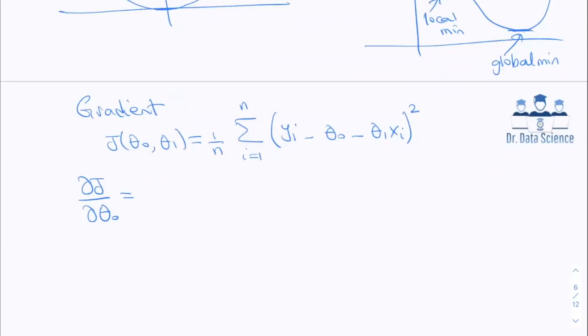But the way that it works is that when you're taking the partial derivative with respect to theta 0, you assume that theta 1 is fixed. So think of theta 1 as being equal to any number that you want, 1 or 2 or anything else. And here, obviously, we have to use the chain rule to find these partial derivatives.